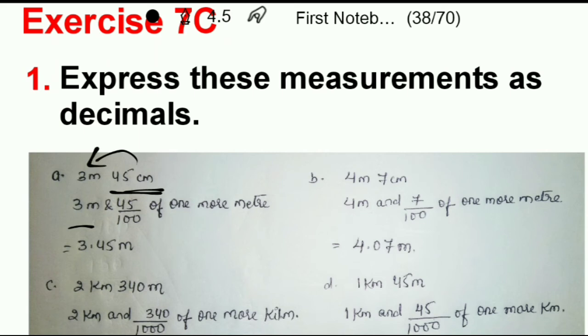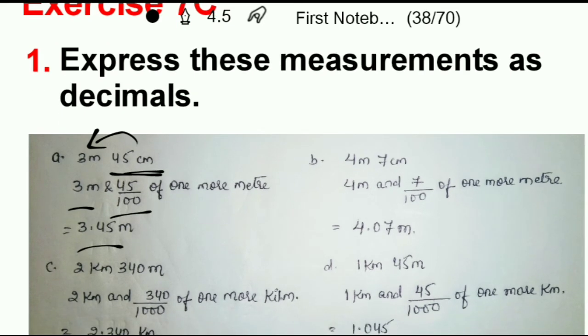We know that 1 meter equals 100 centimeters, so 1 centimeter equals 1 upon 100 meter. So 45 centimeter is 45 upon 100 of one meter. So we can write this as 3.45 meter.